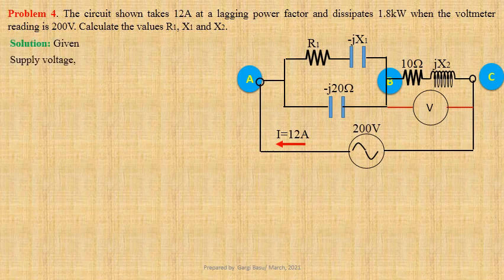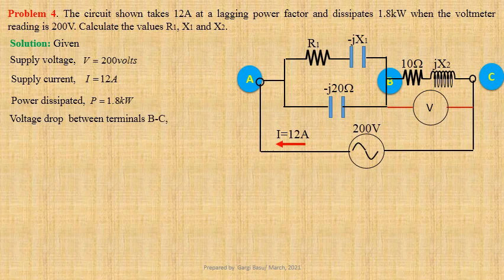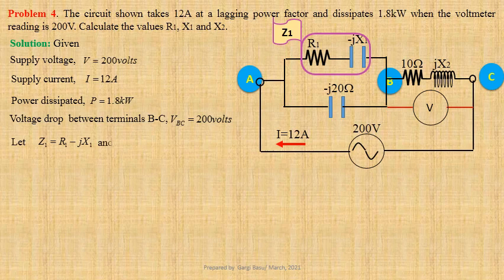Supply voltage V equals 200 volts. Supply current I equals 12 ampere. Power dissipated in the circuit P equals 1.8 kilowatt. Voltage drop between terminals B and C, VBC equals 200 volts. Let Z1 be R1 minus jX1 and Z2 be R2 plus jX2, where R2 equals 10 ohm.